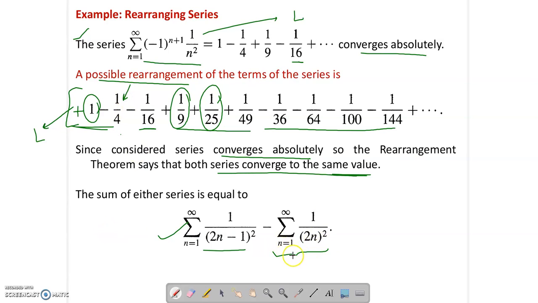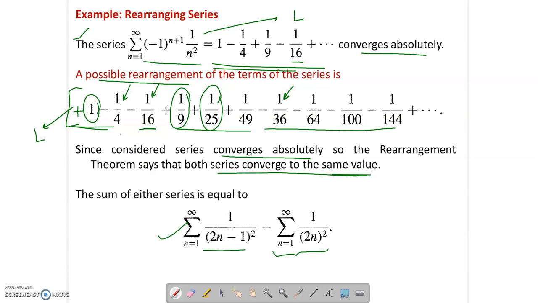Then when n equals 2, you have 1 by 4 square, that is minus 1 by 16. When you substitute n equals 3, 2 3s are 6, 6 square is 36, so this term will come, right? So a rearrangement of the terms of this series has resulted in another series, and by the rearrangement theorem we can say that both the series will converge to the same value, right?